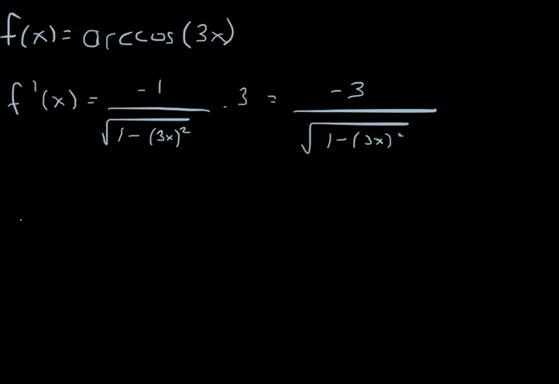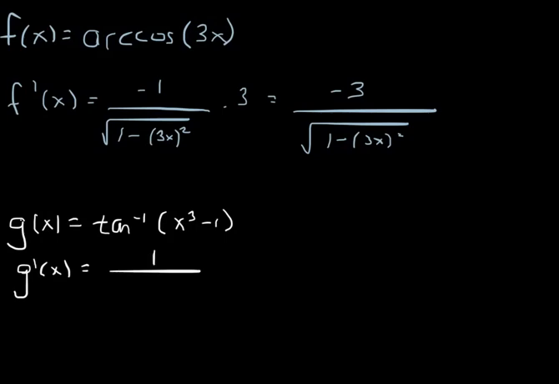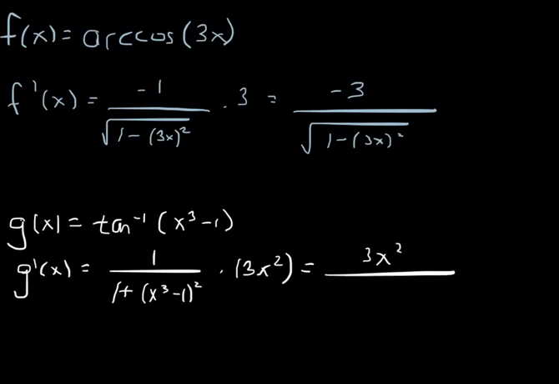Just one more with inverse trig. Let's say g of x is inverse tan of x cubed minus 1. G prime is 1 over 1 plus x squared, or 1 plus the angle squared, so in this case it's x cubed minus 1 squared times the derivative of the angle. So we've got 3x squared over 1 plus x cubed minus 1 squared.